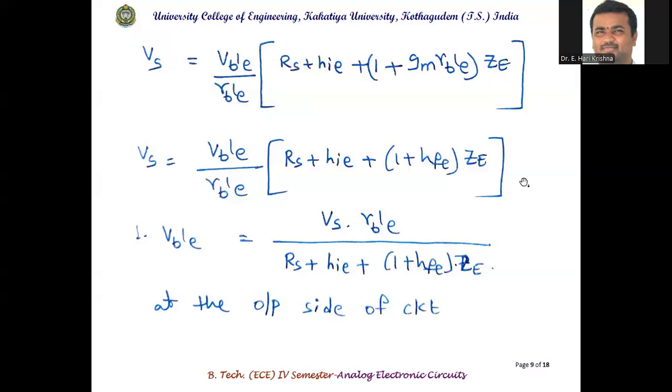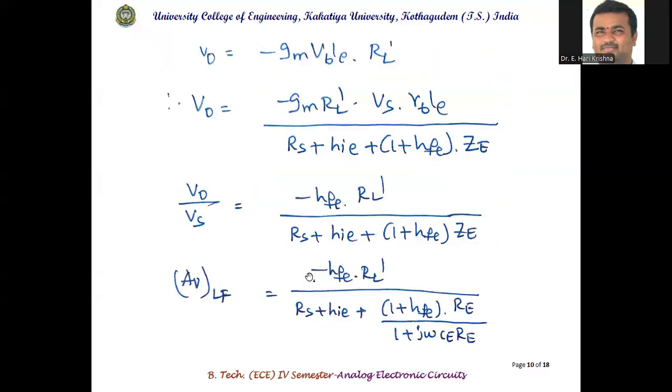So taken in the next equation, then VB'E is equal to, after simplification of this equation, Vs into RB'E by Rs plus HIE plus (1 plus HFE) into ZE. Now we'll go on to the input side. Input side is completed. Now we're going on to the output side of the circuit.